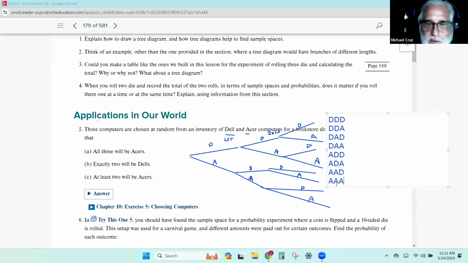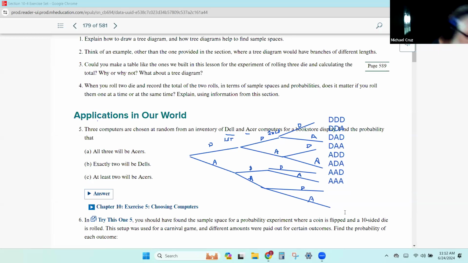Those are the choices that we have for the two computers, because it's a random event on which one is chosen. All right, so this is the sample space. Now we've got 8 of these: 1, 2, 3, 4, 5, 6, 7, and 8. They're all unique. These are what we call the permutations.